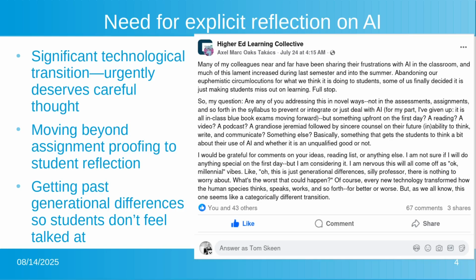So he's got that in parentheses. Inability is in parentheses, and then ability, so it could go either way.